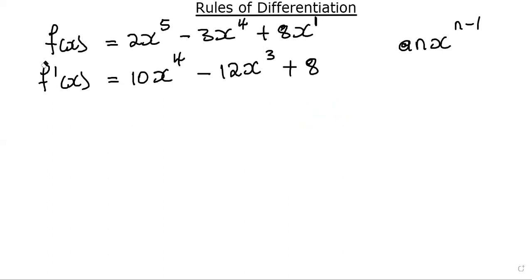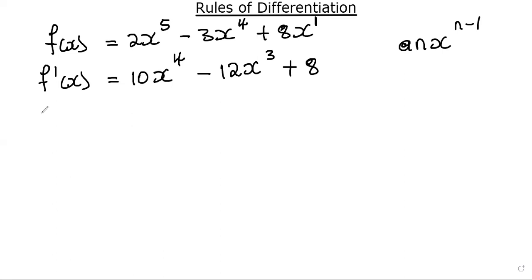But let's say, for instance, they also added a 5 there. You need to know that 5 is a constant, and the derivative of a constant is just 0. Are you there with me? Of course you are. Now let's proceed to the next question.